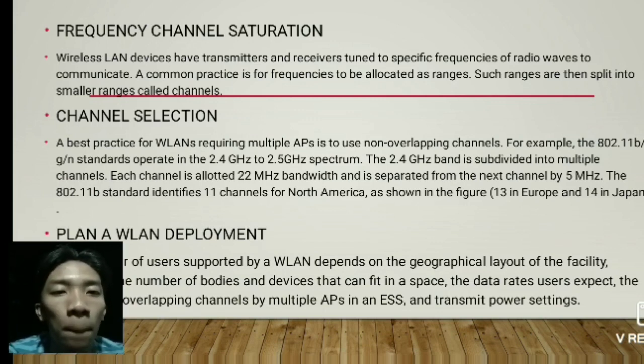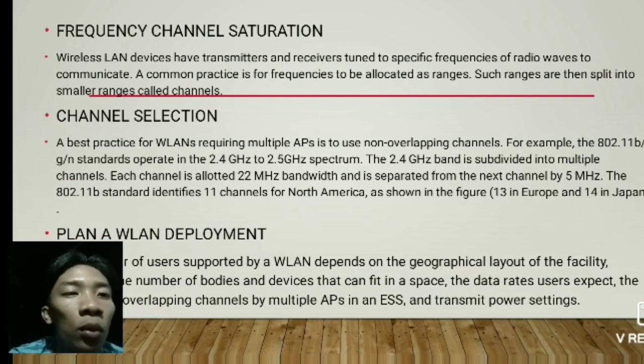Channel selection. The best practice for WLANs requiring multiple APs is to use non-overlapping channels. For example, the 802.11b/g/n standards operate in the 2.4 GHz to 2.5 GHz spectrum. The 2.4 GHz band is subdivided into multiple channels, each channel allotted 22 MHz of bandwidth and separated from the next channel by 5 MHz. The 802.11b standard identifies 11 channels for North America, as shown in the figure.